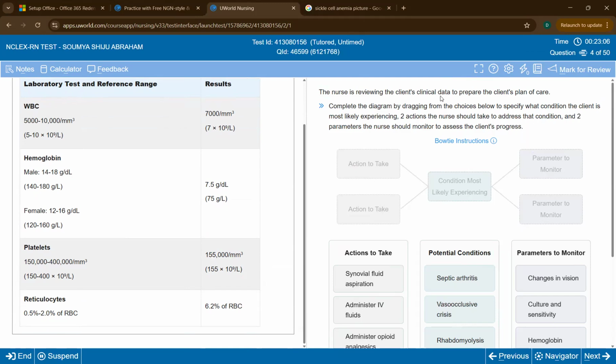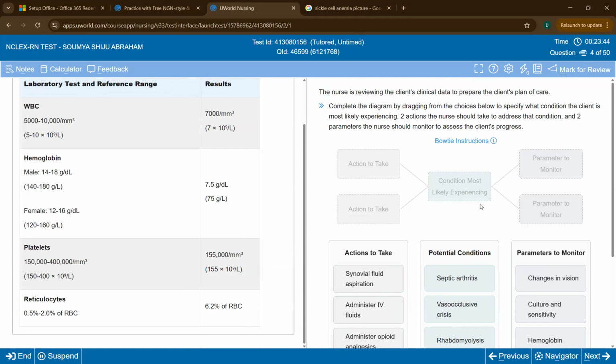The nurse is reviewing the client's clinical data to prepare the client's plan of care. The client is reviewing the patient records as well as the plan of care. What is the question here? Complete the diagram by dragging from the choices below to specify what condition the client is most likely experiencing, 2 actions the nurse should take to address that condition, and 2 parameters that the nurse should monitor to assess the client's progress. That means this is a board type question.